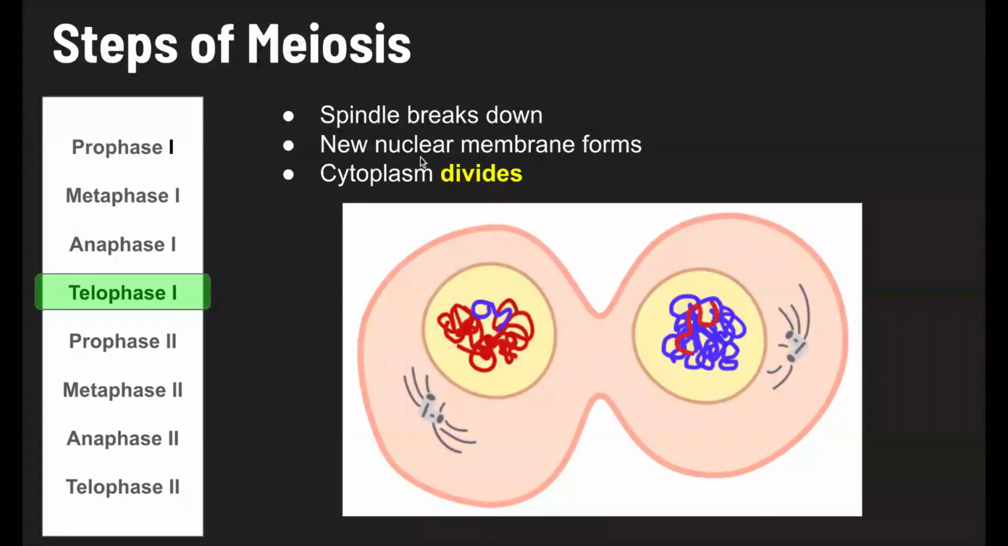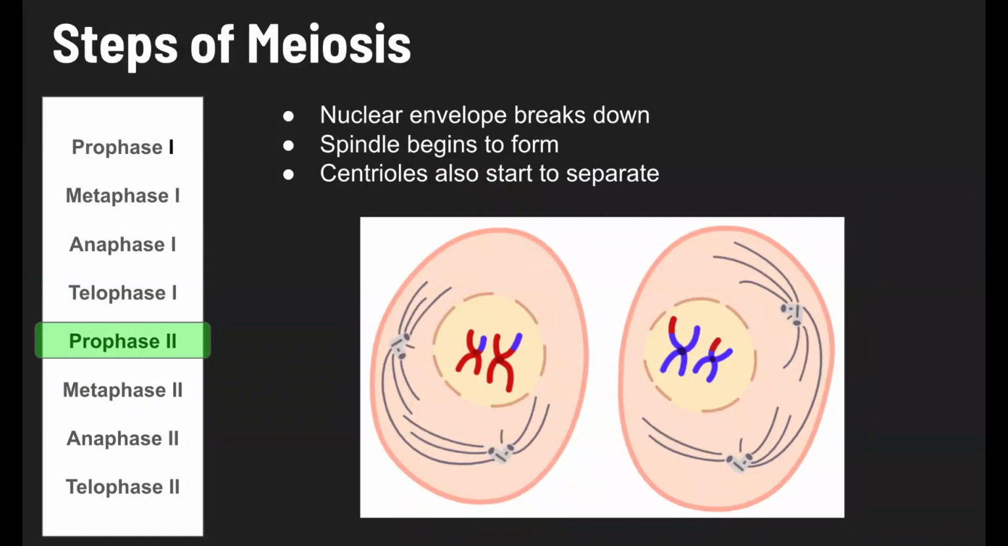In telophase 1, the spindle fibers, those strings, break down and a new nuclear membrane forms. That's what you're seeing in yellow here. And then the cytoplasm here in the middle is going to divide. So now we don't have just one cell anymore. Now we have two. So you see a cell on the left and a cell on the right. And here begins the next cell division. So each one of these is going to divide.